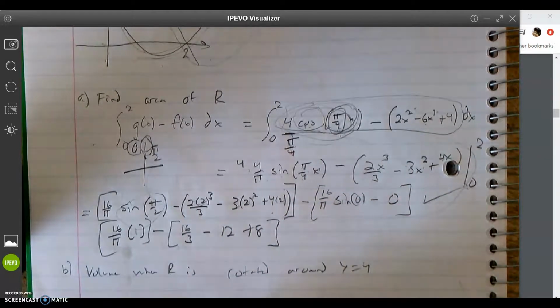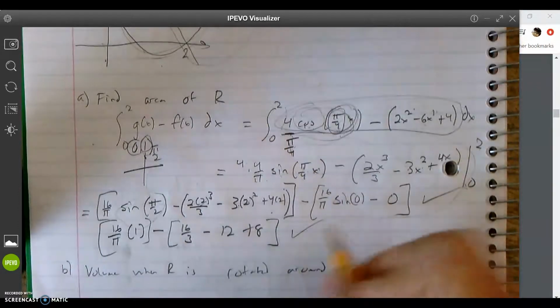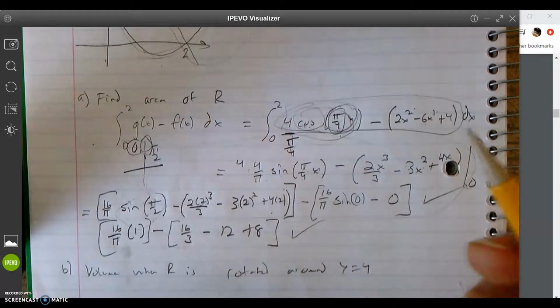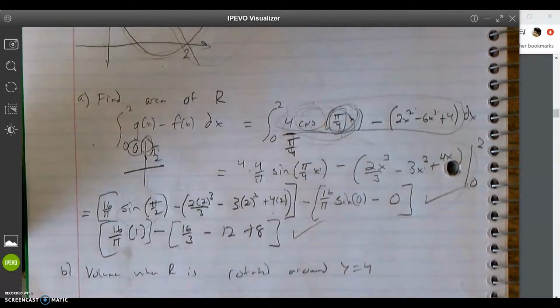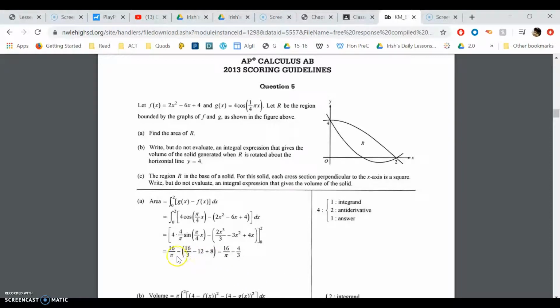Cool. And we can leave it like that. You can simplify if you want to. The final answer would be what it really wants, let's see it. So that's what we just had right there. 16 over pi minus 4 over 3. So either one of these is acceptable, so that's 1 point for the answer and 2 points for that antiderivative. Cool. All right, now let's keep it going.